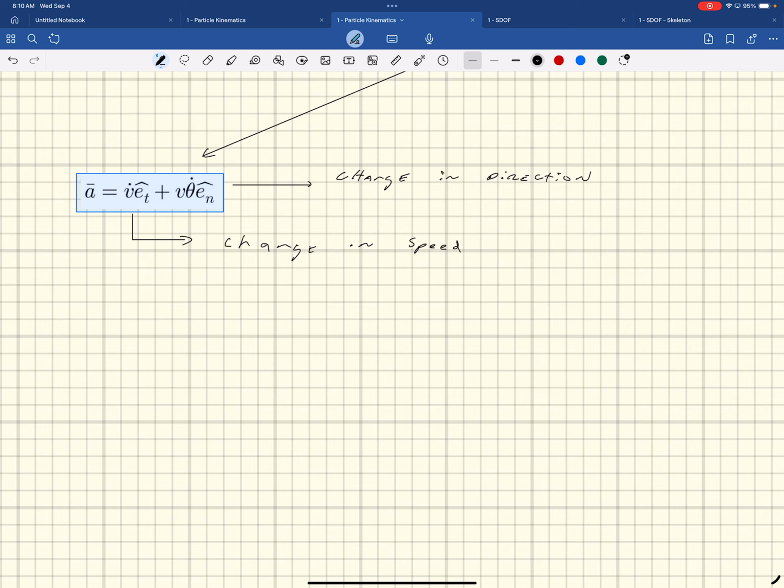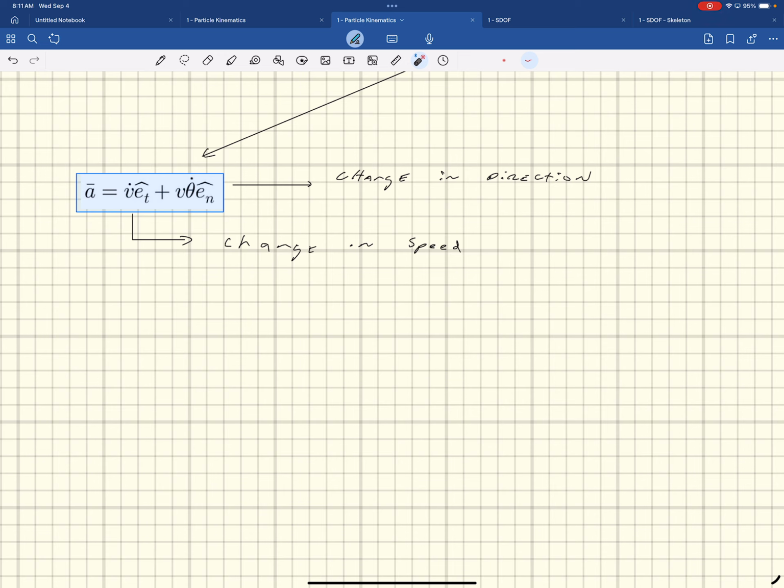If I'm riding in a car and I step on the gas, I'm going to accelerate. I'm going to go faster, and that is captured by this. I'm stepping on the gas, getting the torque out of the car and getting the acceleration. That's v dot in the e_t direction. The other term is associated with a change in direction. It's what you would feel if you turn a corner.